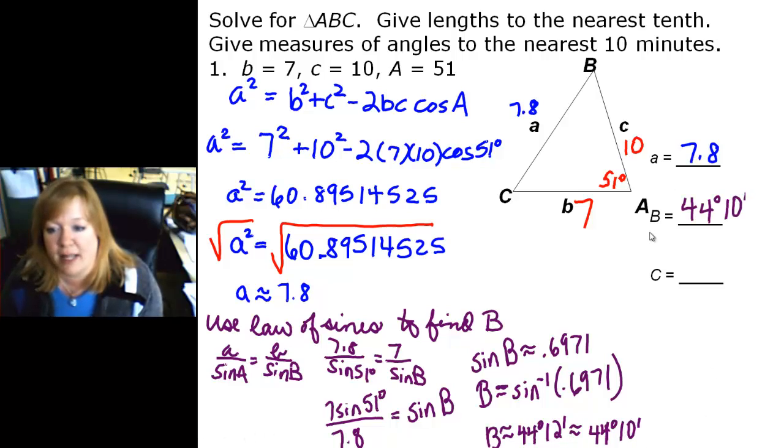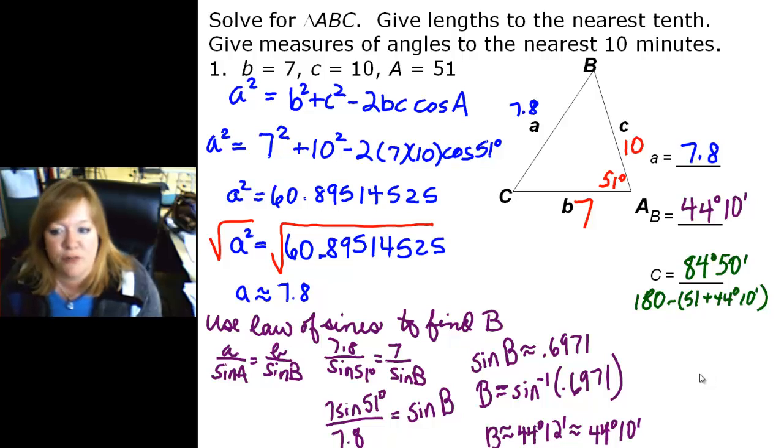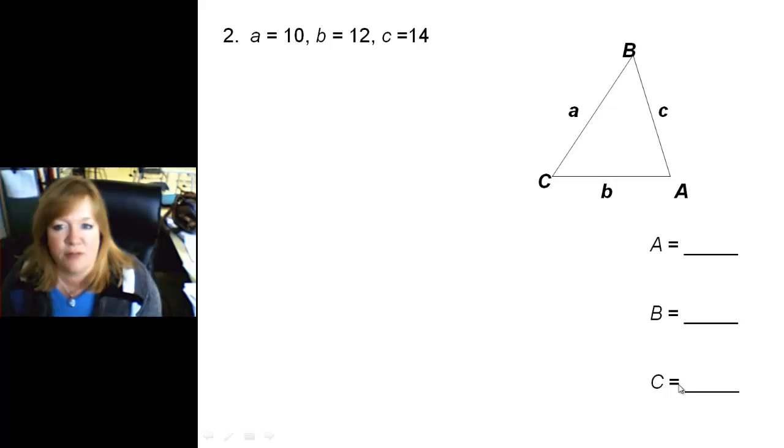So there's capital B. Then the angle C is going to be quite simple because remember, the three angles of a triangle must add to 180 degrees. That's 180 for all you Spanish speakers out there. And we'll just subtract that off, and bada boom, you get 84 degrees, 50 minutes. So there it is, it's solved. Again, we started with a side-angle-side triangle, used the law of cosines, and we were able to find everything else.